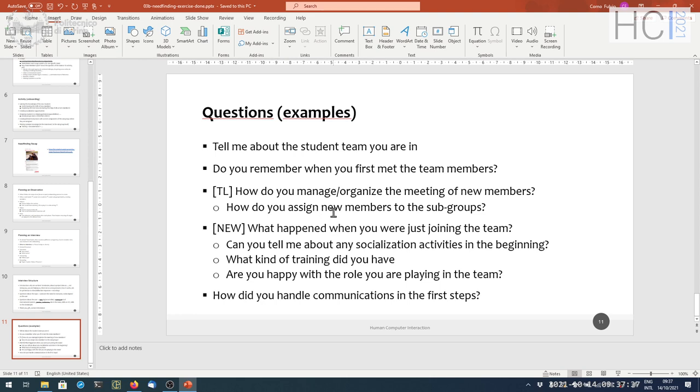I didn't put here any numerical question. Okay, from 0 to 5, how much do you like socialization activities and so on? If you want, you can also turn that in this way. You can also use some qualitative questions, some ranking questions. It depends on how you want to organize the conversation.